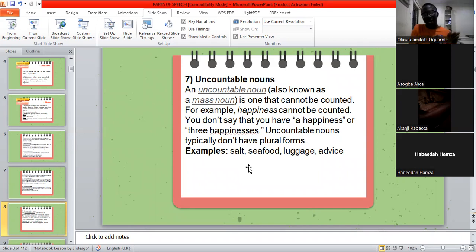So the quantifier that I'm using, Abida, Hamza, I may want you to please mute yourself so that the noise from the background will not disturb.